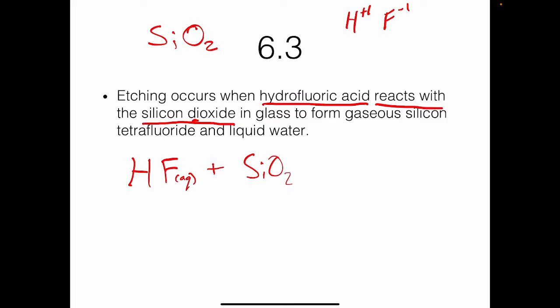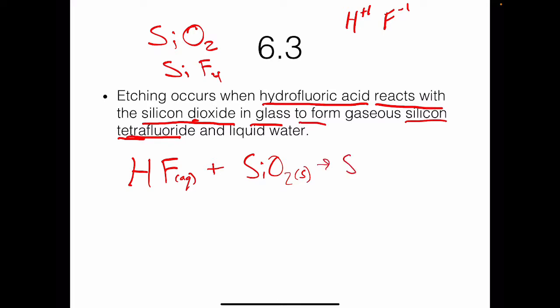So we can use contextual clues here, or the words around what we're looking at, to determine what state this is in. So this is silicon dioxide, and it says it's in glass. So we find glass in solid form. To form gaseous silicon tetrafluoride, so again, we're looking at silicon. This time we're looking at fluorine, and as indicated by the prefix tetra, that becomes 4. So that "to form" means we're moving on to the products.